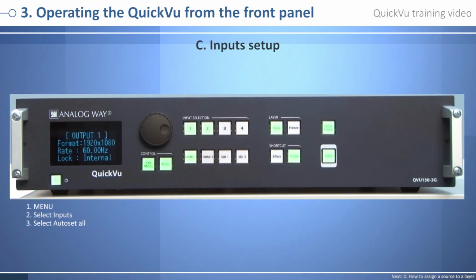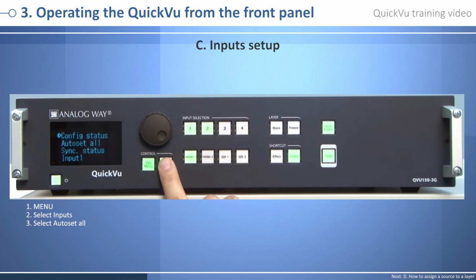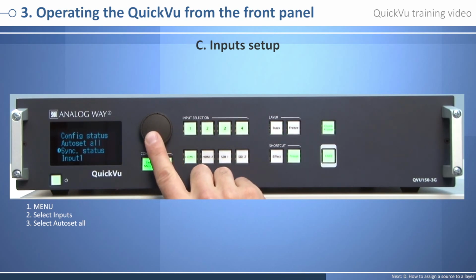Input Setup. To set your inputs automatically once they are all connected and active, Input menu, Auto Set All. You can also do it manually on each input number using the Enter and the Knob button and set up the input type one by one.